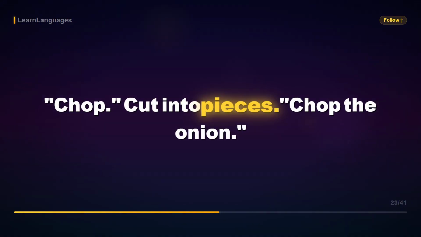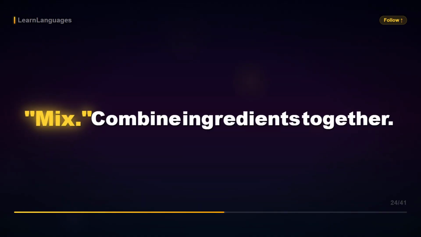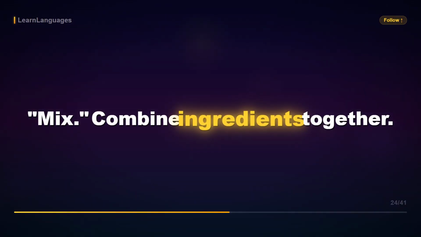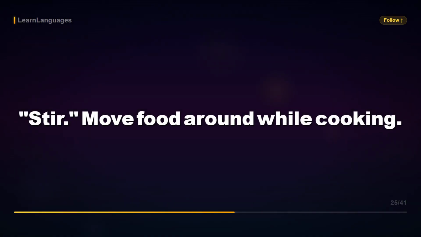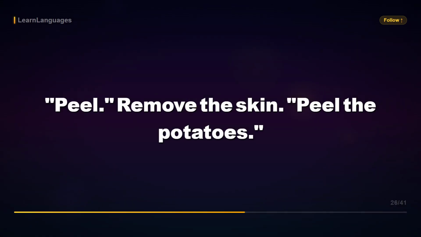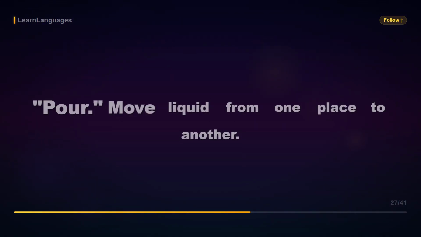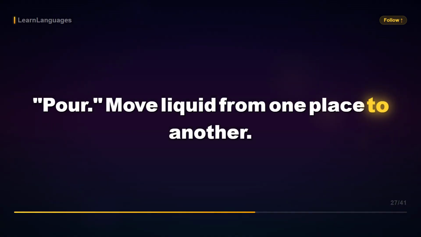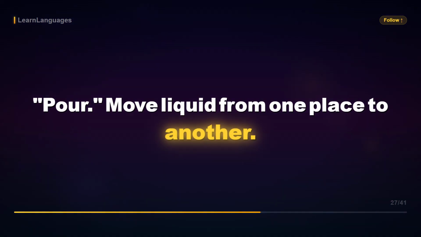Chop, cut into pieces. Chop the onion. Mix, combine ingredients together. Stir, move food around while cooking. Peel, remove the skin. Peel the potatoes. Pour, move liquid from one place to another. 10 verbs. Use them every time you cook.